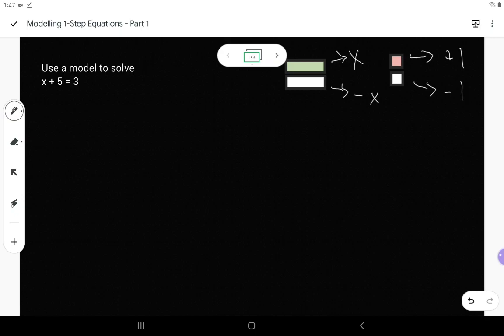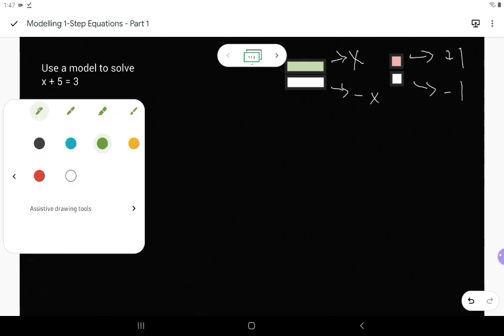Okay. All right, so what I first need to do is model what I've got going on here in my equation. So I've got x plus 5 is equal to 3. So in my model, I'm going to use only my shapes and no other symbols. So I'm going to start off by drawing an x tile, and it's a positive x, so I'm going to color it in green. Okay.